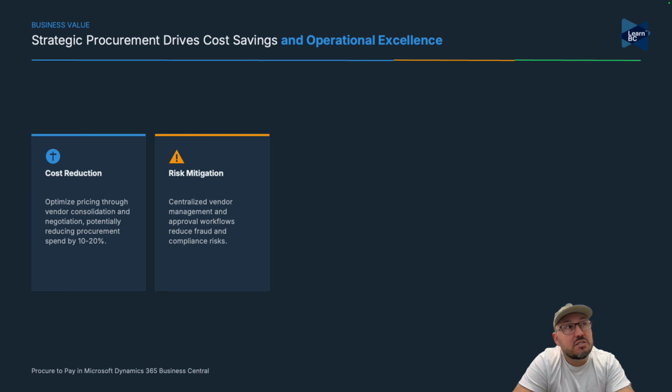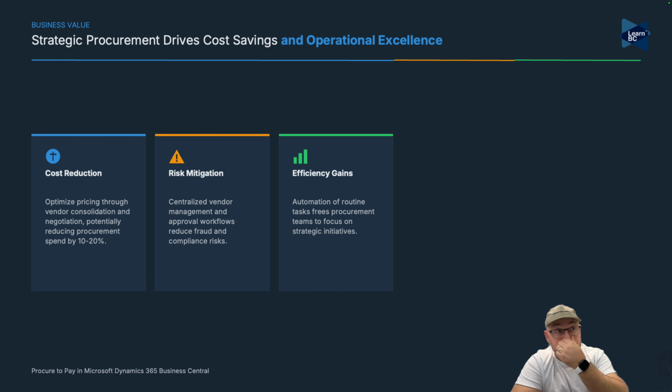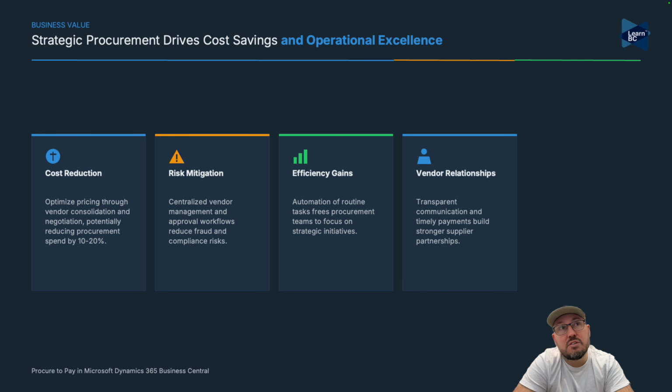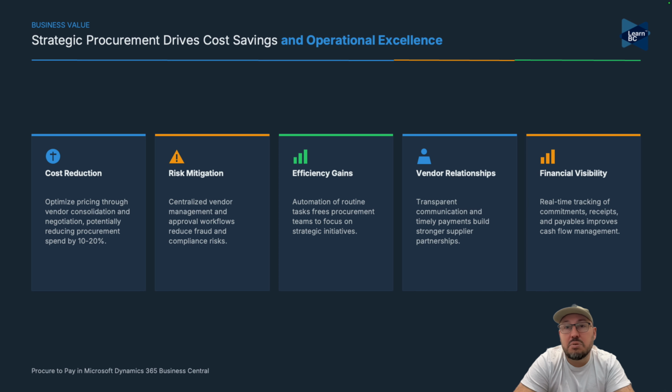You reduce the risk, so centralized vendor management and approval workflows reduce fraud and compliance issues. We have efficiency gains, okay, automation of routine tasks frees procurement teams to focus on strategic initiatives. Vendor relationship management: transparent communication and timely payments build stronger supplier partnerships and financial visibility.